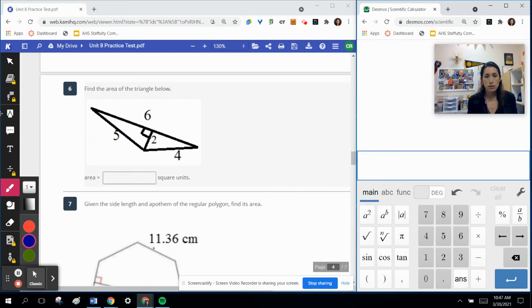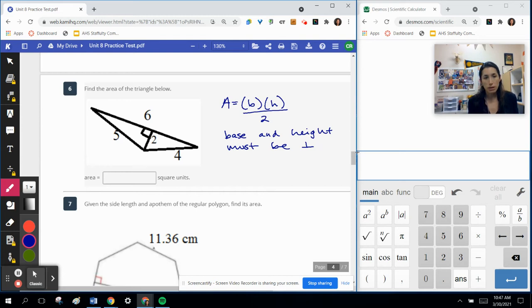Question number 6, we know a triangle's area. Area, remember, is base times height, all divided by 2. And making sure base and height are perpendicular. Base and height must be perpendicular, creating that right angle, 90 degrees.